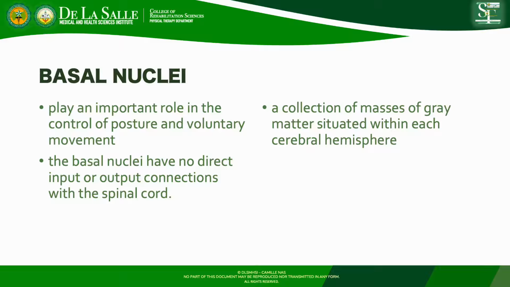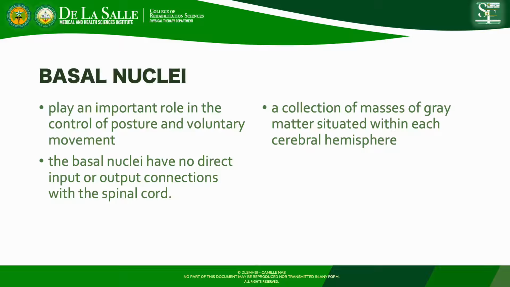So the function of your basal nuclei, just like your extrapyramidal tracts, is for posture and controlling or modulation of voluntary movement. And I want you to remember that this is for voluntary movement because oftentimes a lot of people get confused that the basal nuclei is for involuntary movement. So, no, it's also for voluntary movement. Specifically, it modulates the amount of movement that is needed to be produced. So, it's a voluntary function.